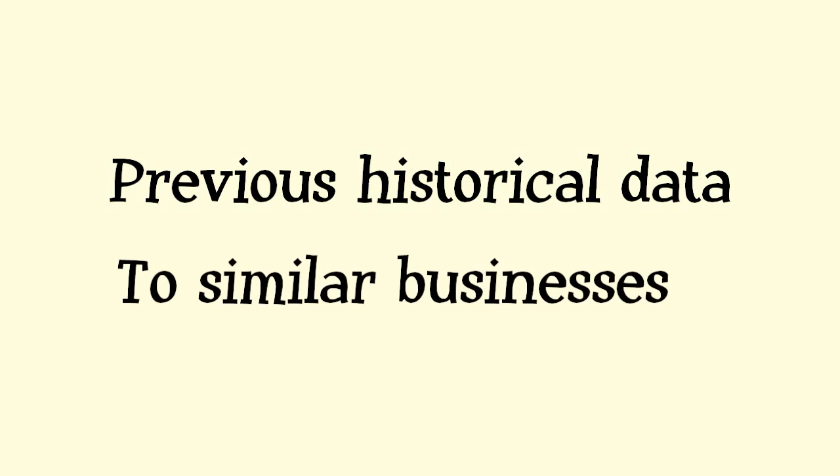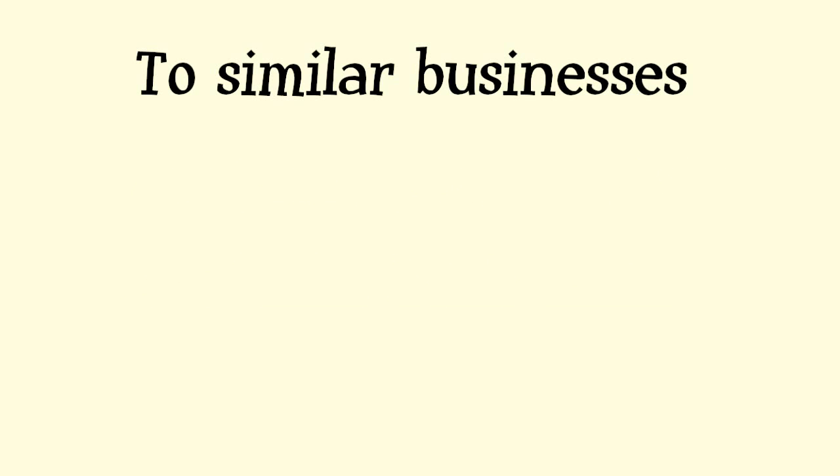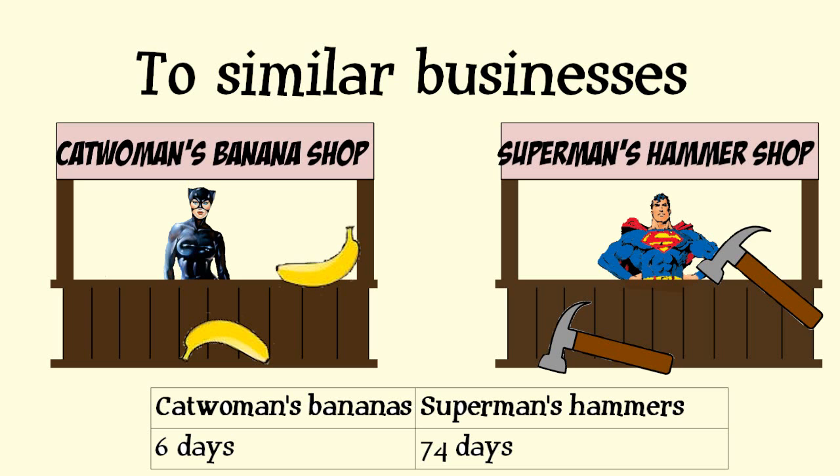Well, on its own, you can only make very general assumptions about a business's inventory by comparing it to either previous historic data or to a similar business. Batman's Banana Shop will have a much better idea on its inventory efficiency. When comparing to other businesses, you must first make sure that the business is a similar size and a similar industry as the first business.